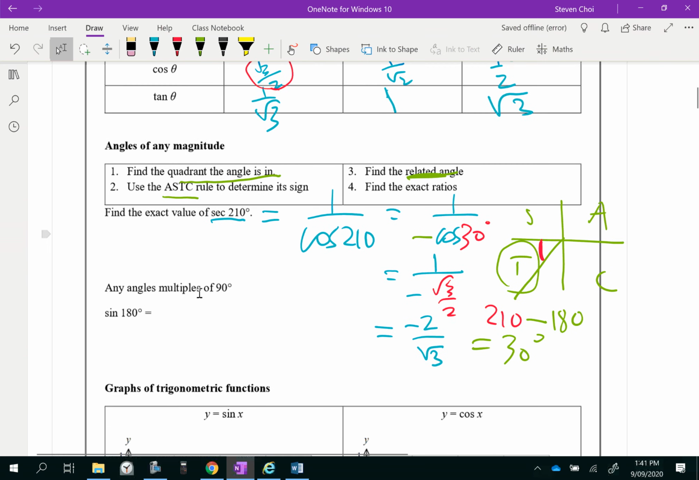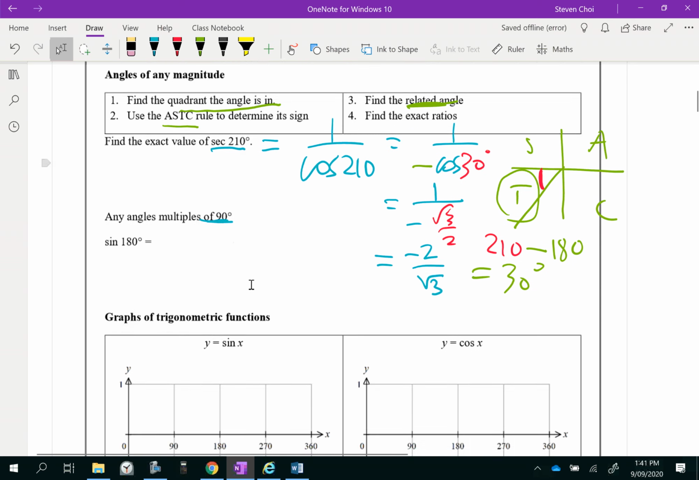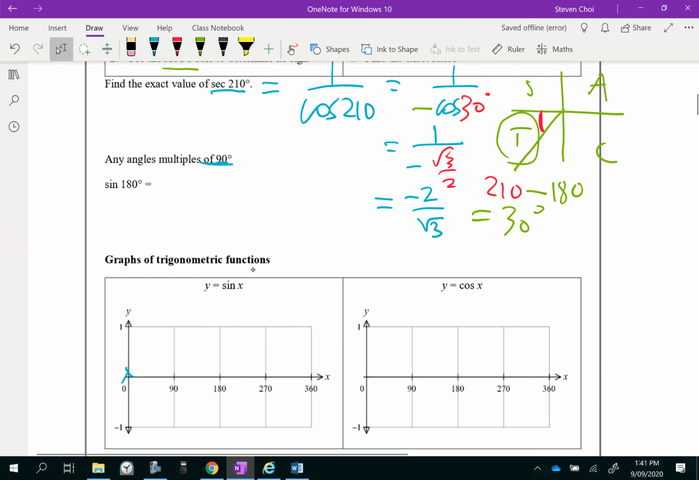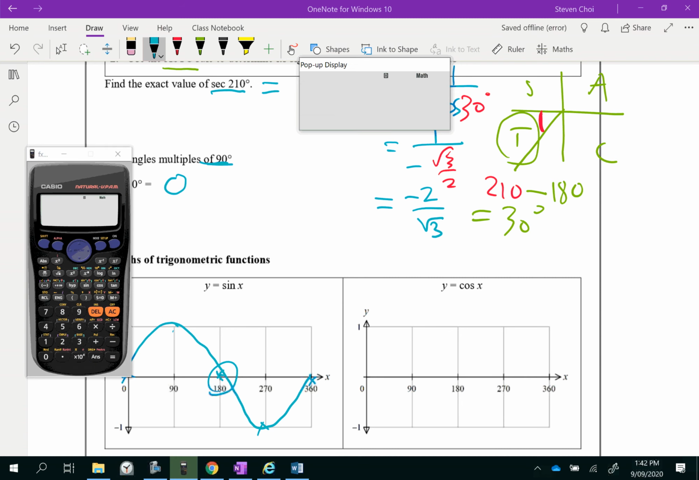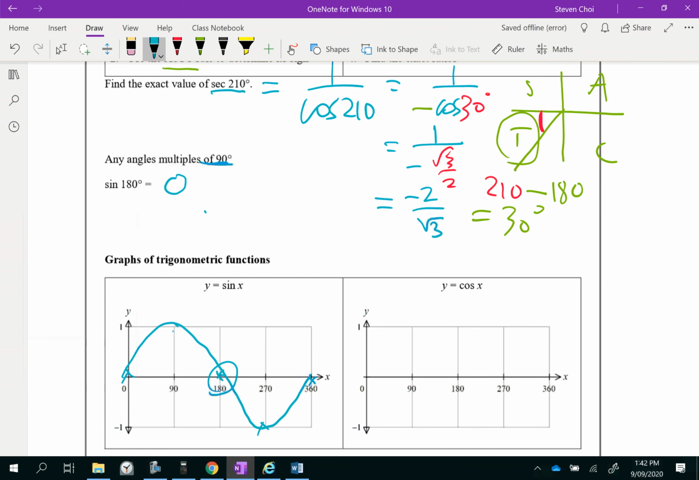All right, there's another one. What if it's a multiple of 90 degrees? If it's a multiple of 90 degrees, instead of using all stations to central, you should use the graph. So let's draw the graph of sine. You should memorize the graph. Looks like this. And then from the graph, you can work out this is 180 degrees, which is 0. Another way to do that is you can use the calculator. Just type in sine 180 degrees. This is in degree mode. Make sure it's in degree mode when you do this. So it's 0. So there's 2 ways: either draw the graph or use the calculator.